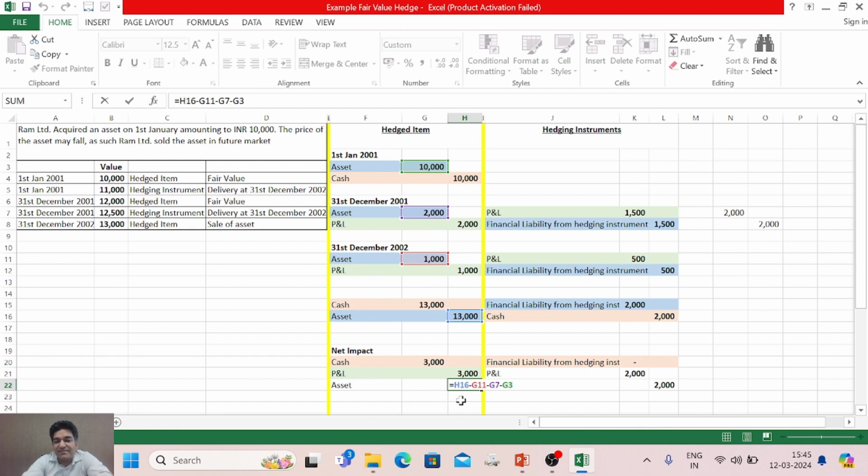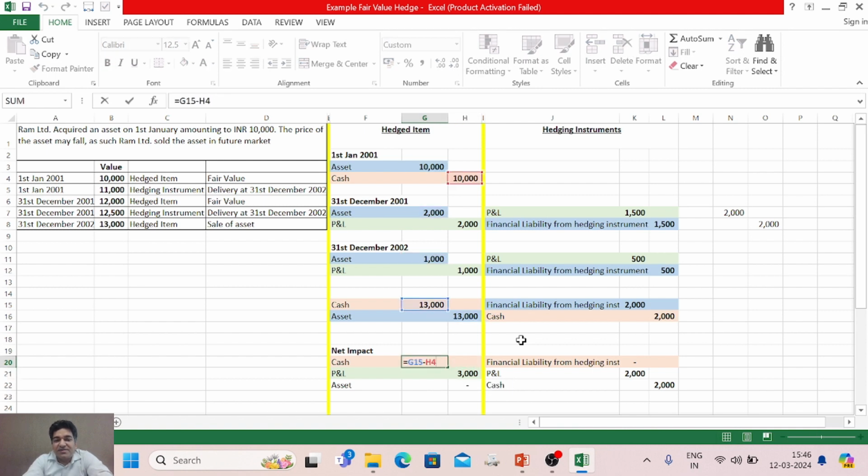So my net impact will be zero because a 10,000 asset was purchased. Then there was a gain of 2,000 rupees and 1,000 rupees at different dates. So 13,000 was debited to the asset, and then we credited our asset with 13,000 because the asset was sold. So the net impact was zero.